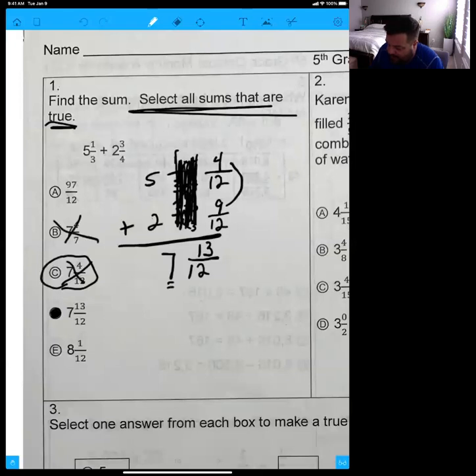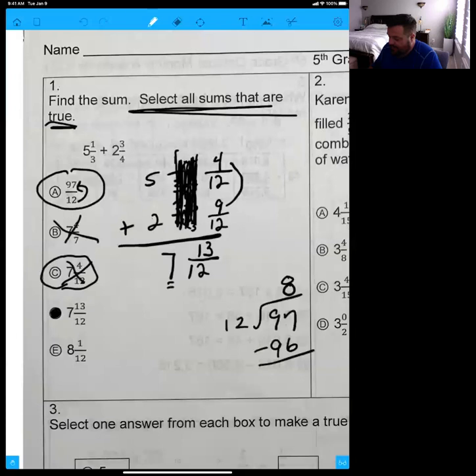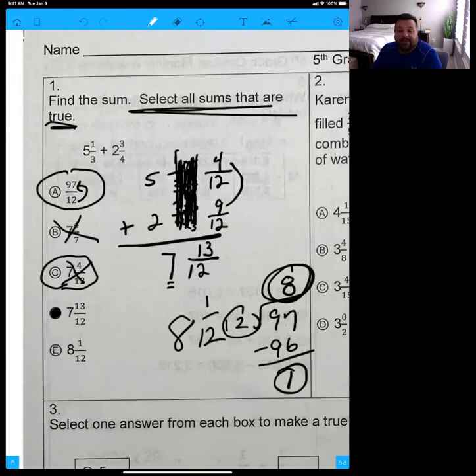Now, I'm not so sure about A because, remember, a fraction is division. This is actually 12 into 97, right? So we're going to have to check that. If I put 12 into 97, it would go 8 times. 8 times 12 is 96, and I would still have 1 left over. So my whole number answer would be 8. My remainder would be 1, and my denominator would be 12. Well, that doesn't equal 7 and 13/12 yet.